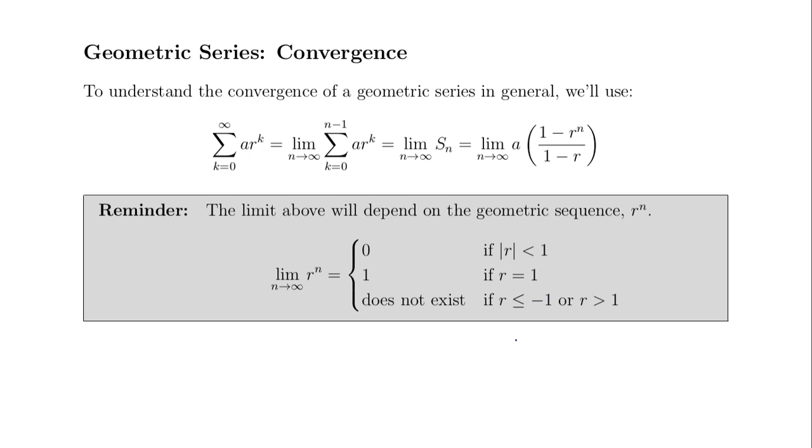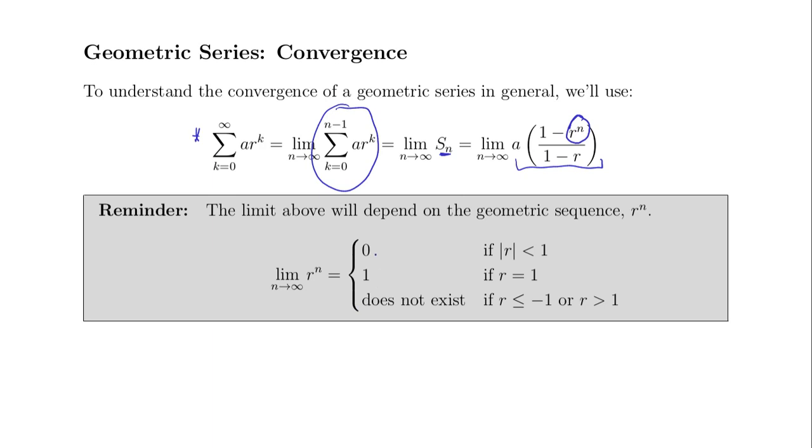So when we talk about the convergence of a geometric series, remember, this is what we're looking at. It's the limit of the partial sum, which we're saying is just this. Now notice this is really going to depend on this term right here. And so I just reminded us, this is the stuff that we talked about before in sequences. We're really talking about this geometric sequence r to the n, and we had 3 options for it.